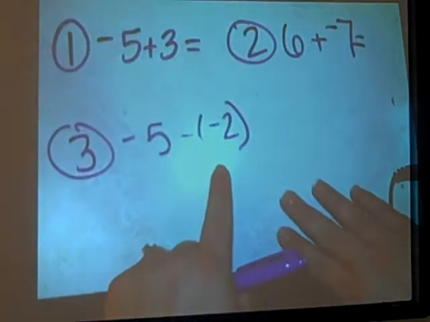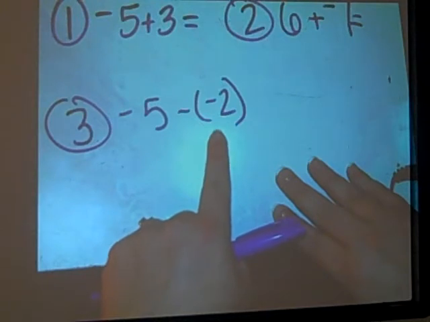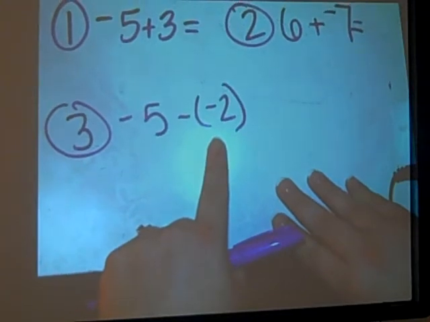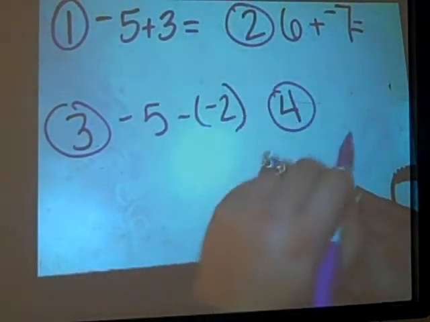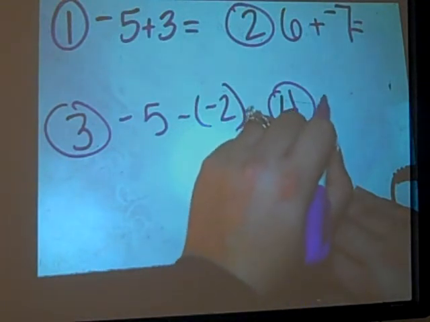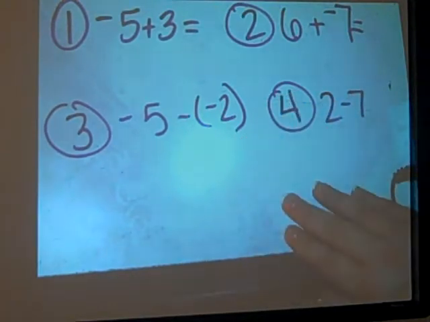I want you to do negative 5 minus negative 2. Don't get confused that because you see parentheses right there, that's still negative 2. Sometimes we put the second number in parentheses so that it's very clear that that is a negative number. That doesn't change anything. It's still negative 2. And let's also, for right now, go ahead and have you do 2 minus 7.